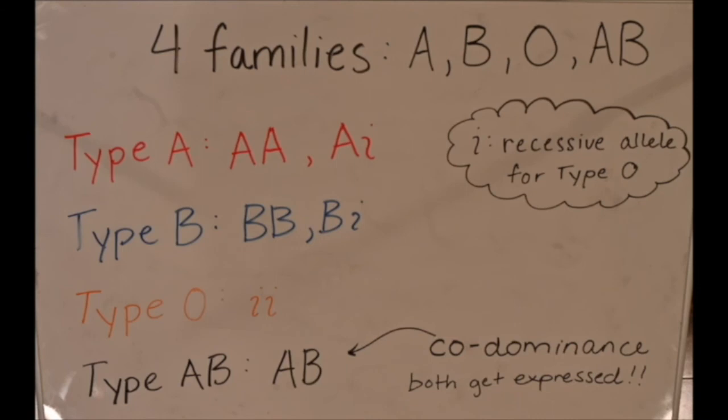You may have also heard of blood types like A positive or O negative, and the positive and negative aspect of blood types actually is due to another gene. To simplify things a bit, I'm just going to be focusing on blood type family today and not positive and negative blood.